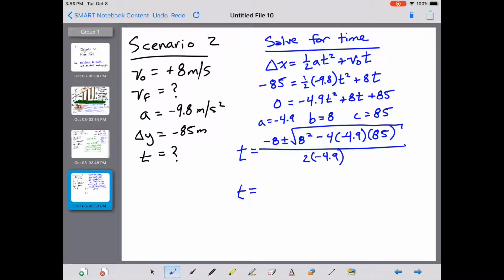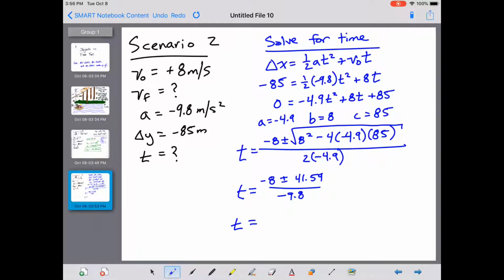Now I'm going to get two different values for time here. And what I want to keep in mind with these two values for time is that I am looking for the value for time that is positive. All right? So I'm going to get an expression that says negative 8 plus or minus 41.59 divided by negative 9.8.